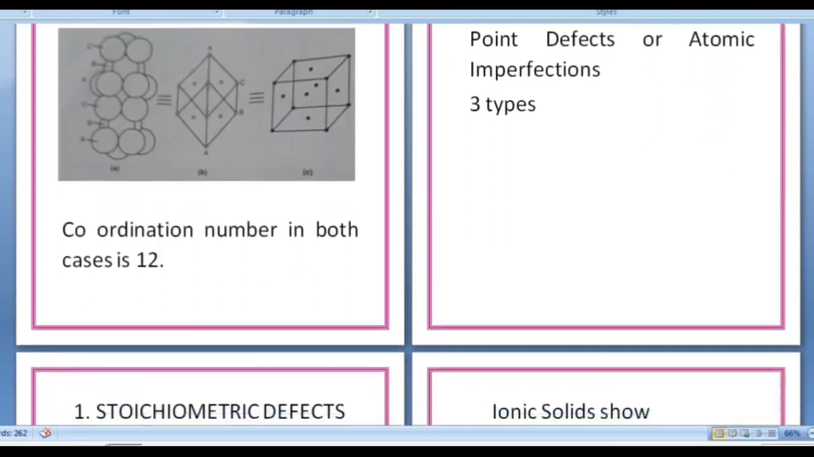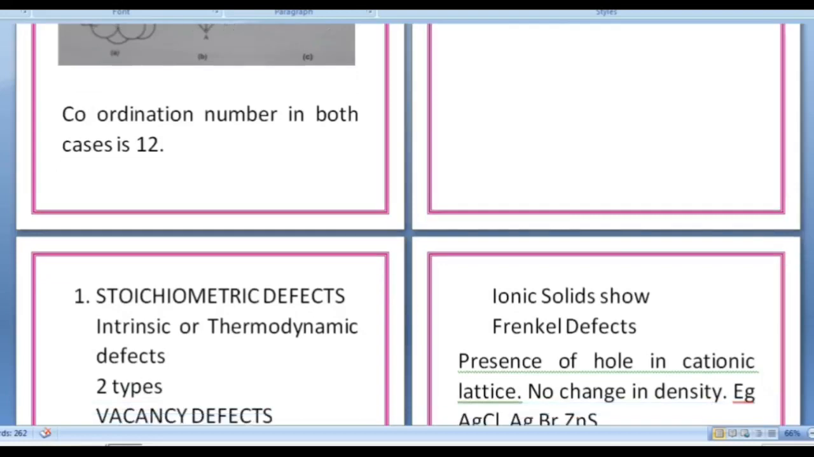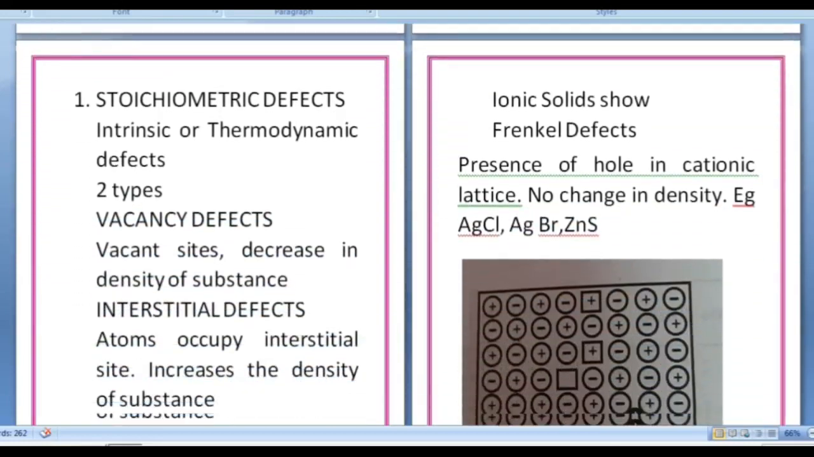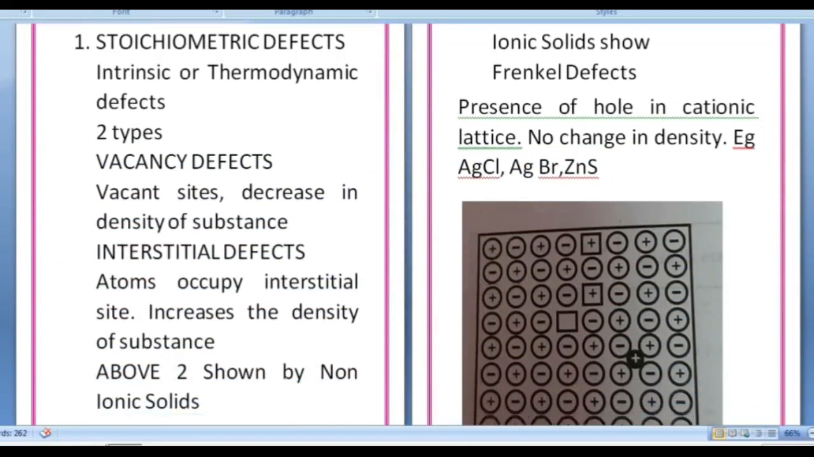The first category is stoichiometric defect. Now, I am sure you have heard the term stoichiometric before in class 10. What is stoichiometric? Stoichiometric means compounds in which the number of positive and negative ions are in the same ratio as indicated by their chemical formula. That is called stoichiometry. Now, stoichiometric defects are also called intrinsic or thermodynamic defects.